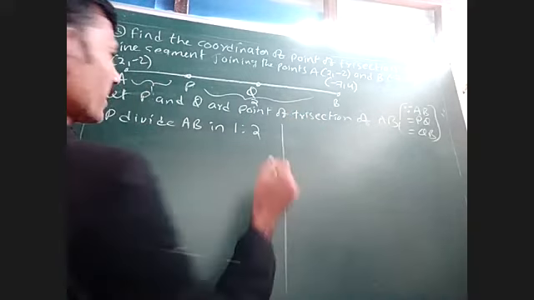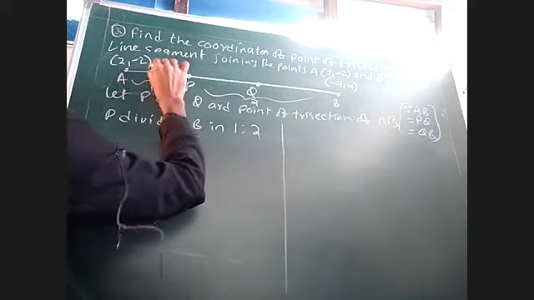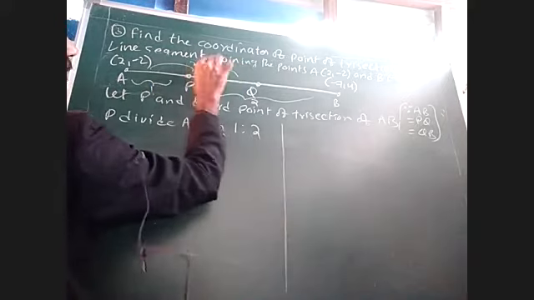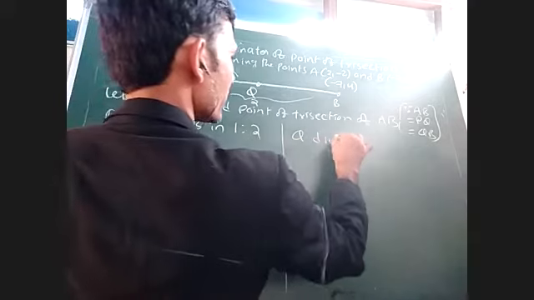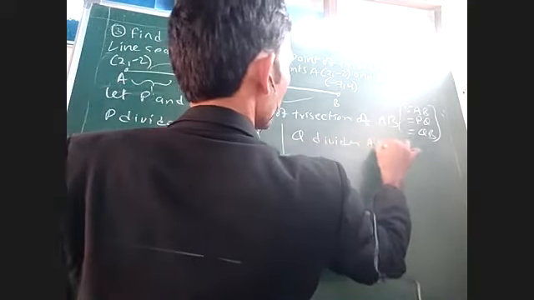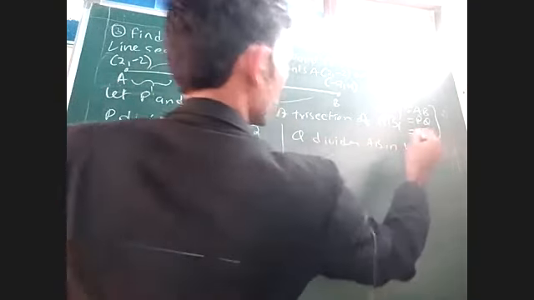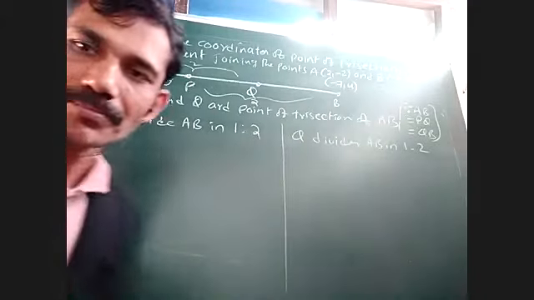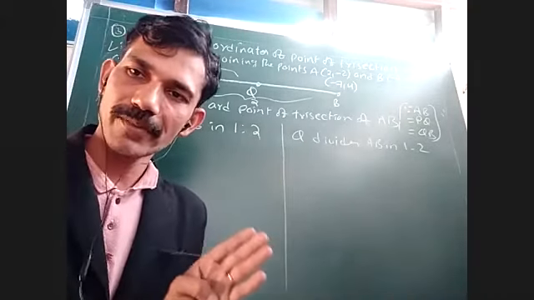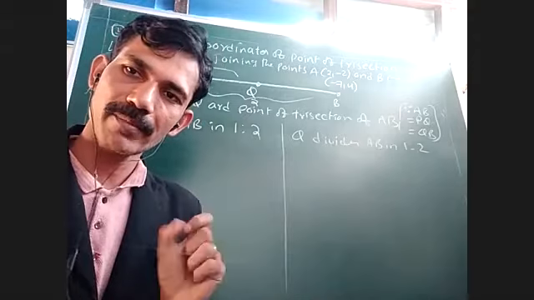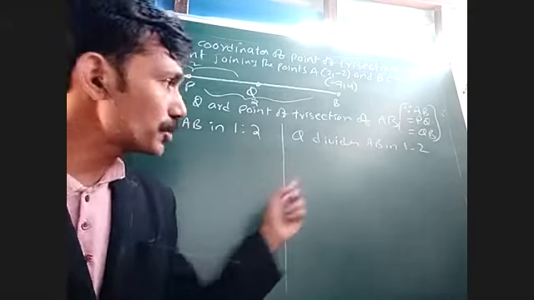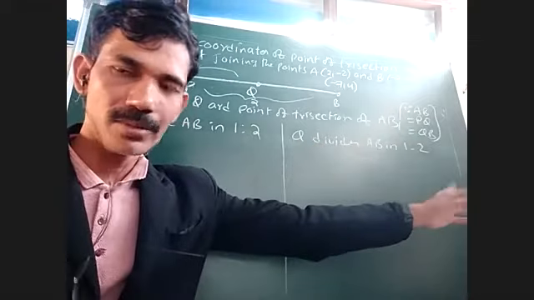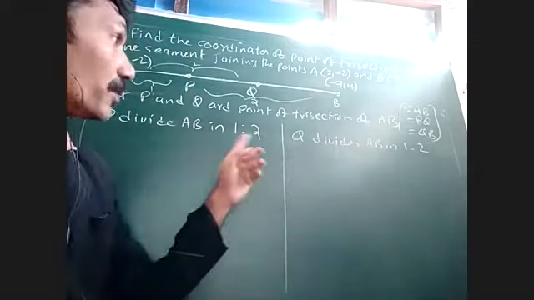Similarly, next, let's see how Q divides. From here to here, we have 2 equal parts. From here to here, 1 equal part. So Q divides AB in the ratio 2:1. If P and Q are points of trisection, that means dividing the line segment into 3 equal parts, then P will divide AB in the ratio 1:2 and Q will divide AB in the ratio 2:1.